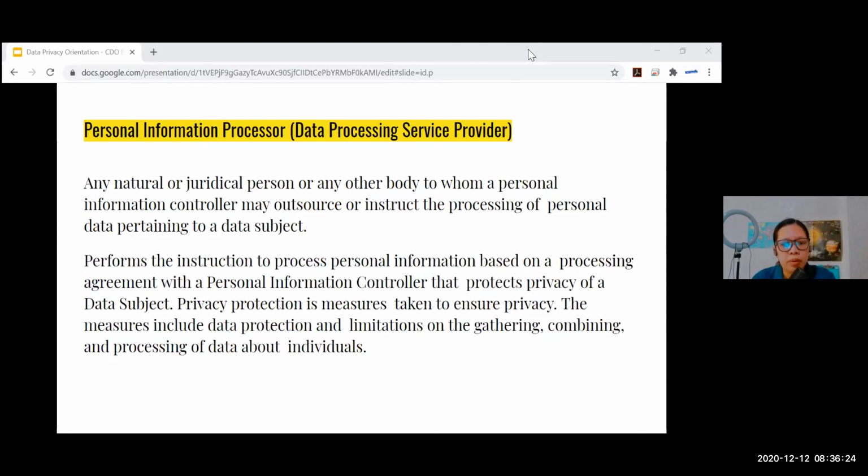And the processor, going back, cannot just process any information without the instruction of the PIC. So what else does the personal information processor do? They perform the instruction to process personal information, based on the processing agreement with the PIC that protects the privacy of the data subject. Privacy protection measures are taken to ensure privacy. And the measures include data protection and limitation on gathering, combining, and processing of data on individuals.